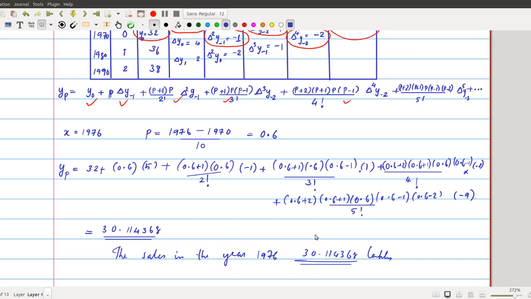Okay, so this is the illustration of Gauss backward interpolation formula. In the next video we will discuss Stirling formula. These are all central difference interpolations.